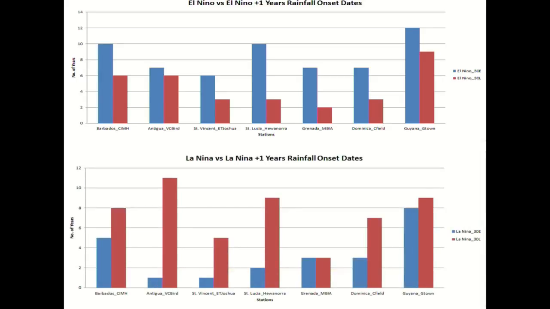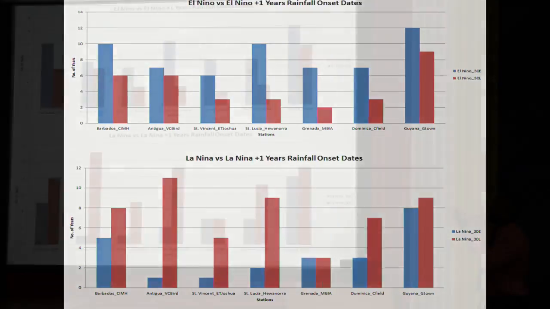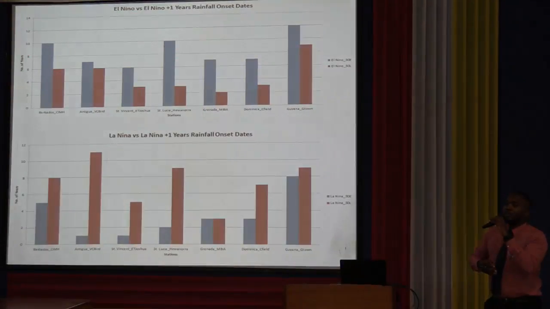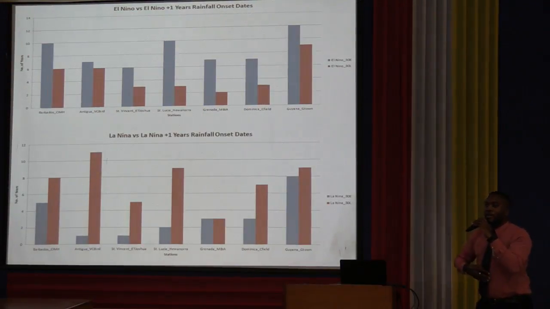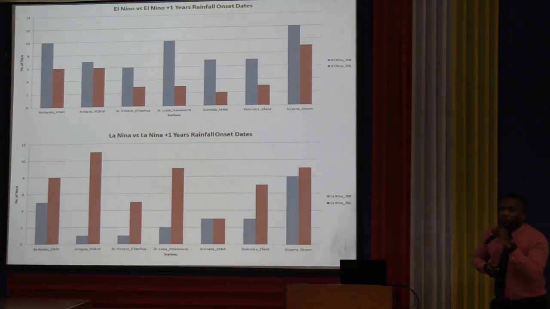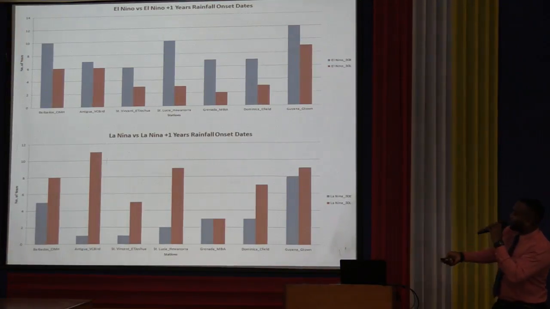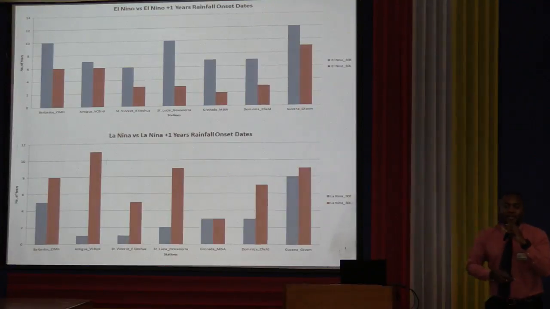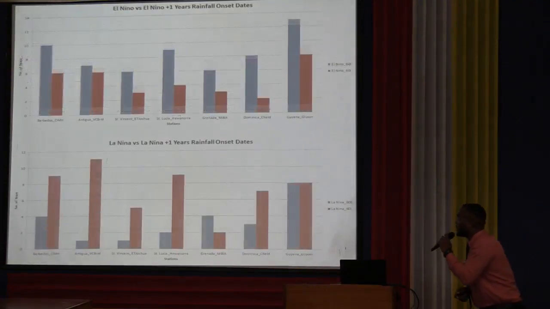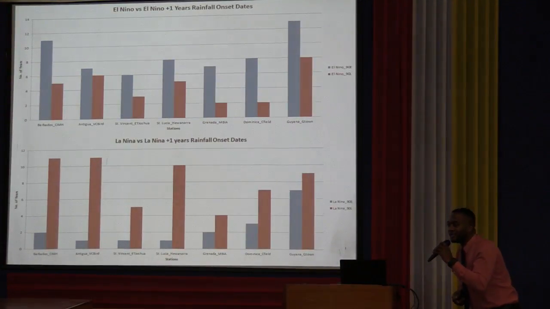Now, wherever you see blue, the blue bar represents early starts, and the red bar represents late starts. The top panel is the year after an El Nino event. So are you seeing more blue bars? Yes. So we had earlier starts to the rainfall season following an El Nino event. And for La Nina, which is the bottom one, we had more late starts following a La Nina event. This was for the 30-day average, but it was also true for the 60-day and the 90-day.